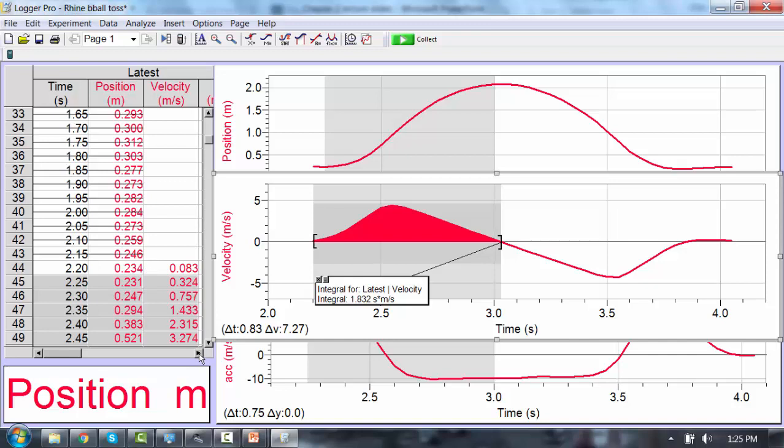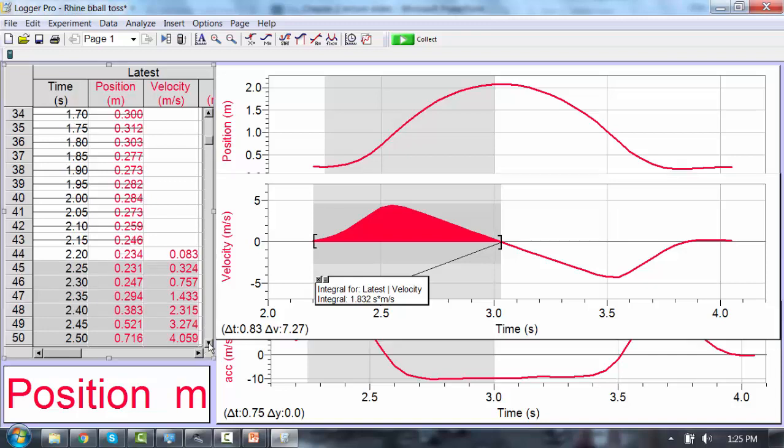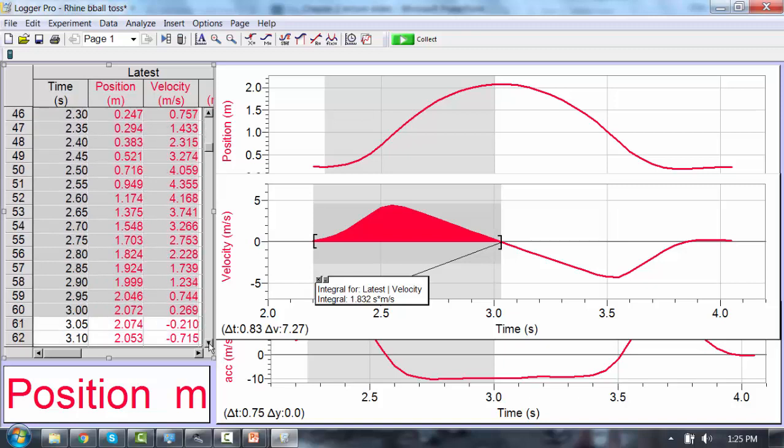2.066. So if we actually take that number, look down at the bottom, the actual data shows us 2.072 versus 2.066. And so you can see this integral gets us a very close value for this displacement that happened here. So we can take areas quite easily and then use that data, whatever way would help you explain your data.